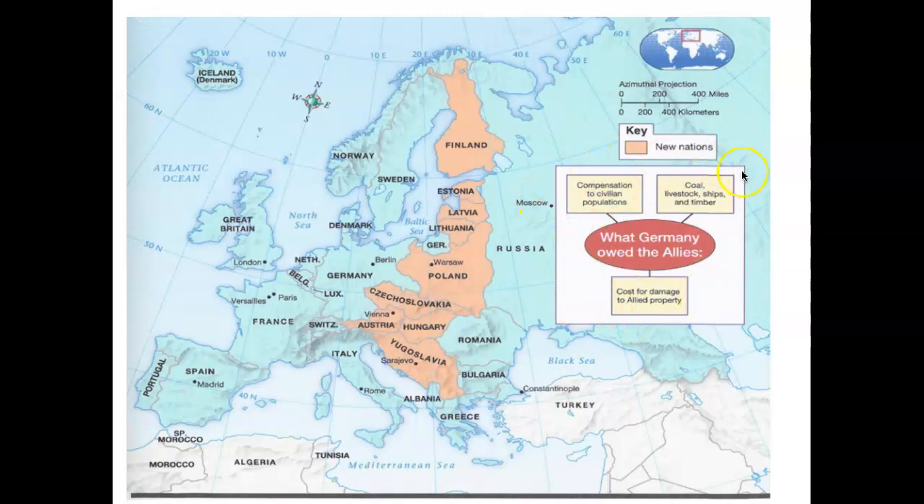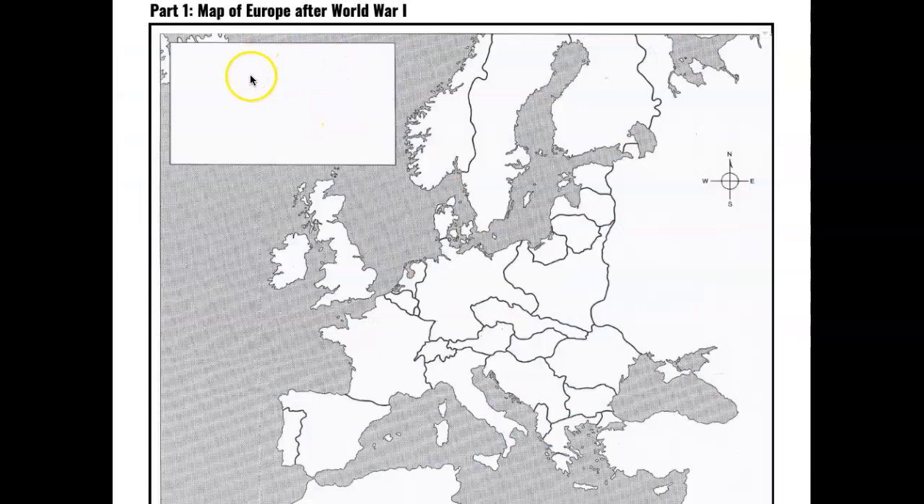Lastly, you'll see this box here with what Germany owed the Allies. One of the consequences of the war was that Germany really had to pay in a lot of ways for the damage that they had caused. So they had to provide compensation to civilian populations, that means regular people. They had to provide additional coal, livestock, ships, timber, which is wood, and they had to pay for the cost of damaged Allied property. You're going to put all of this information, just like it's showing here in this little diagram, in the blank box on the front of your map.